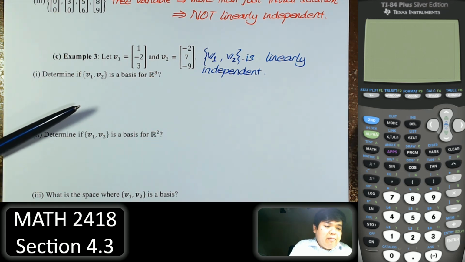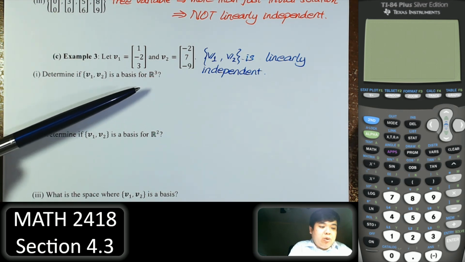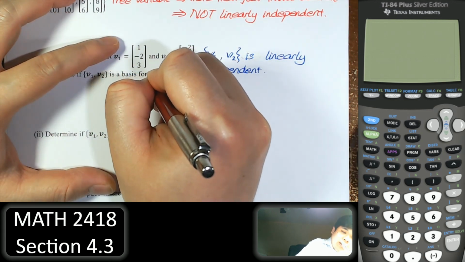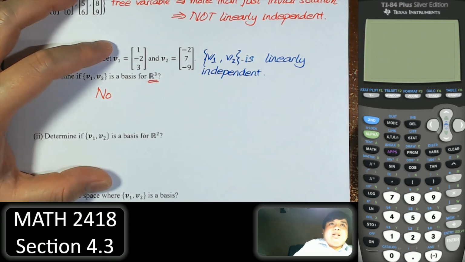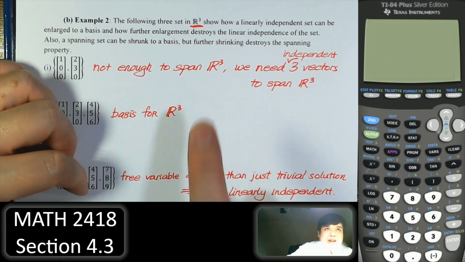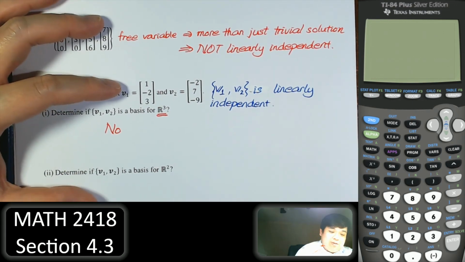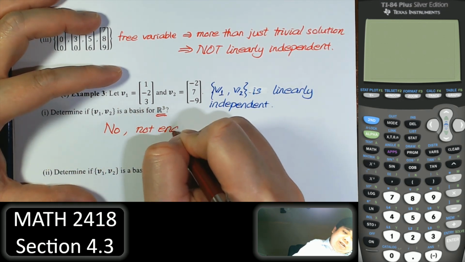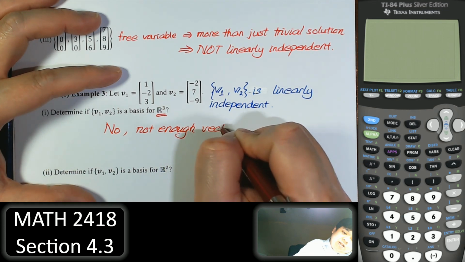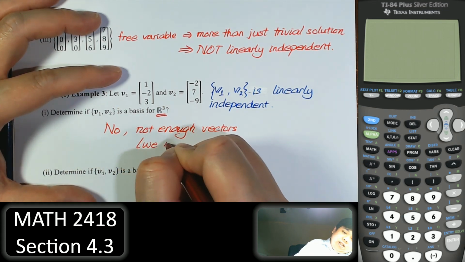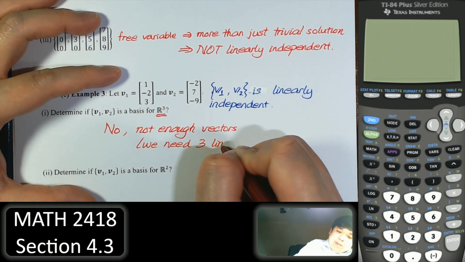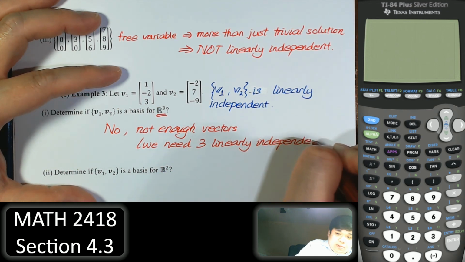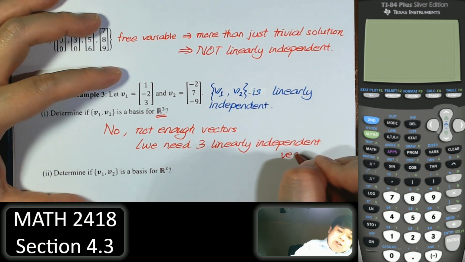Now, determine if V1 and V2 can be a basis for R3. The answer for that is no. Why is that? Remember, to span R3, we need to have 3 linearly independent vectors. We only have 2 here. It's not enough. Not enough vectors. We need 3 linearly independent vectors to be the basis for R3.